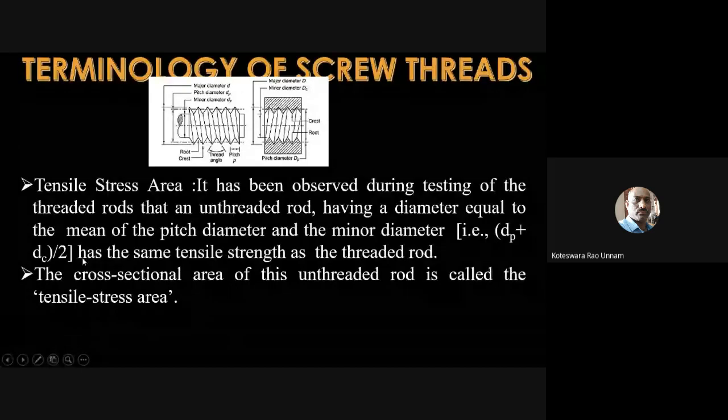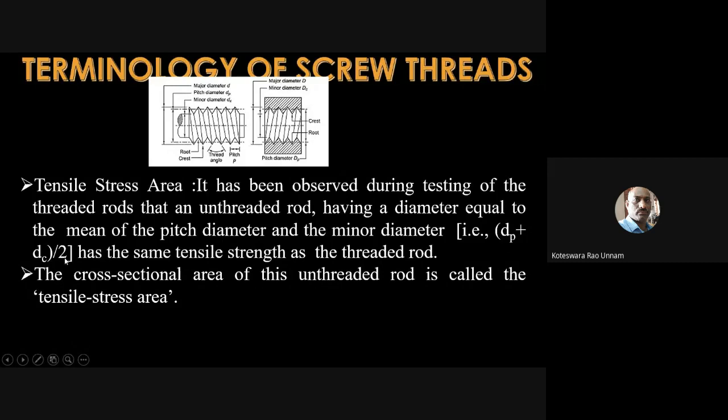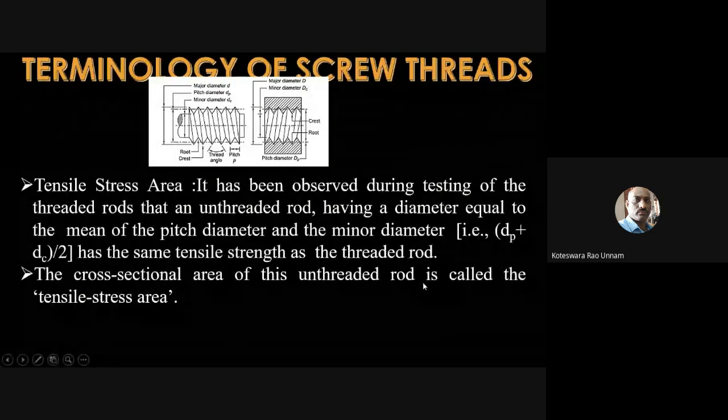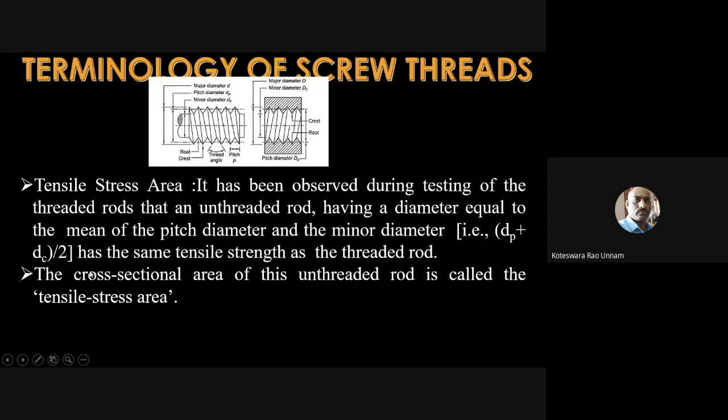dP is the pitch circle diameter and dC is the core diameter. If those are the diameters of your bolt, then if you take dP plus dC by 2, you will get a diameter. If you take that as the diameter of this unthreaded rod and load it, whatever stress is induced in the unthreaded rod is the same as the stress in the bolt. That's why we call it the tensile stress area.